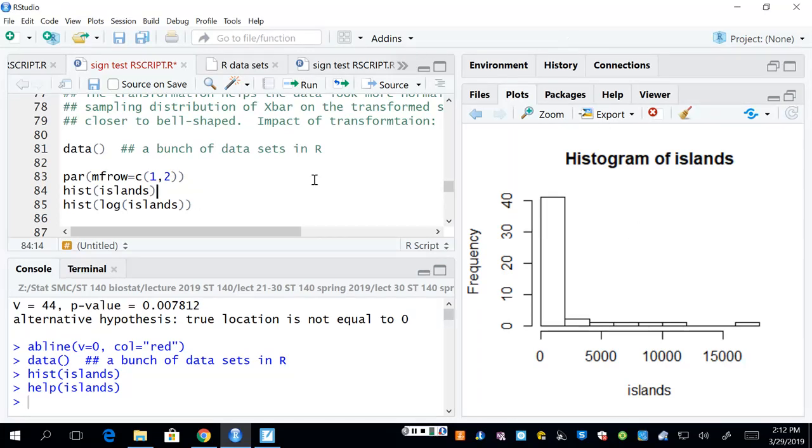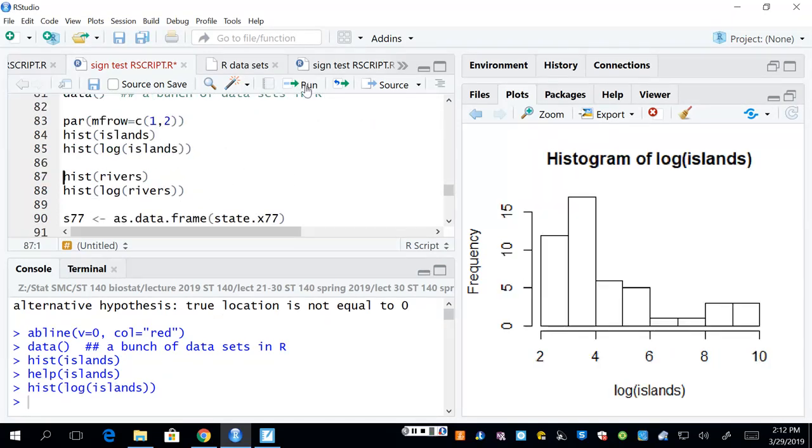But if you take logs of those, it's still skewed because the original was just so skewed, but it's not nearly as bad. Right? Kind of pulled it back in. So a sample from this, it still might be a little bit questionable, might be better.